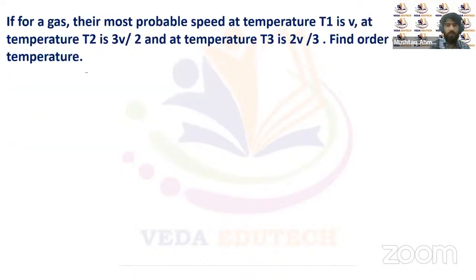Now let's discuss this question. If for a gas, the most probable speed at temperature T1 is V, at temperature T2 is 3V by 2, and at temperature T3 is 2V by 3, we have to find the order of temperature, right?